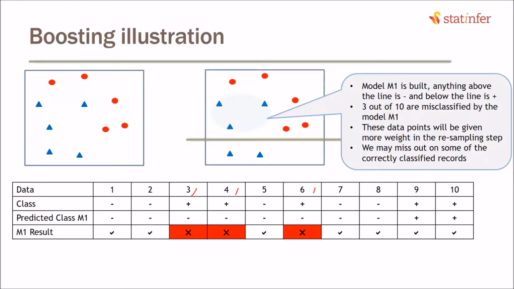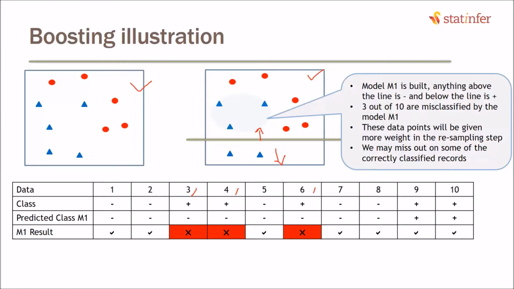So as per the boosting technique, these will be resampled again. Next time we will give more weight to these points. So here 3, 4, 6 are misclassified. Obviously you can see anything above this line is classified as red, anything below this line is classified as blue. These two are correctly classified, these are all correctly classified, these are wrongly classified. This is model M1. So this is the first sample, and this is the model M1 result.